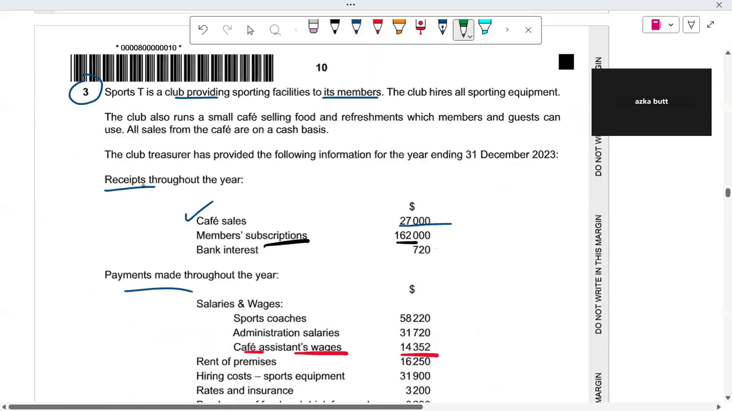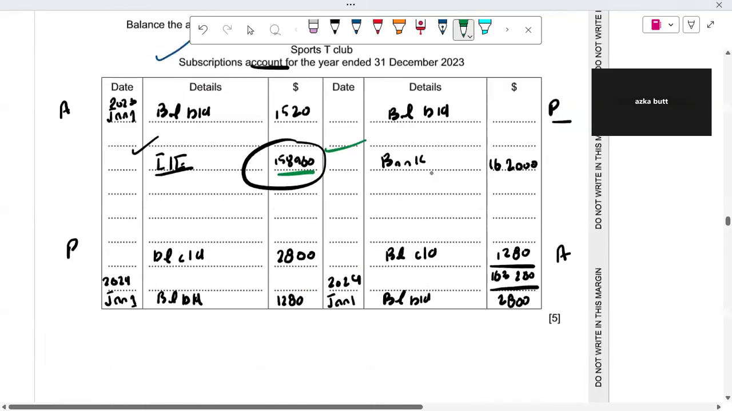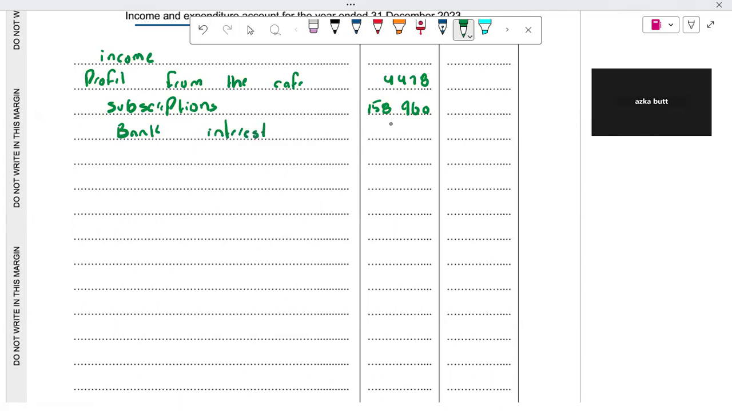Okay, so as you can see, here we have the receipt and we have received the bank interest. It means that maybe we have the savings account in the bank and we are receiving the bank interest from there. That's why 720 is also a part of the club's income. So total this is 164,158. Okay. And now we need to deduct the expenditure.